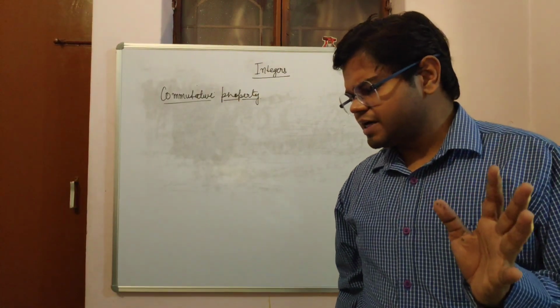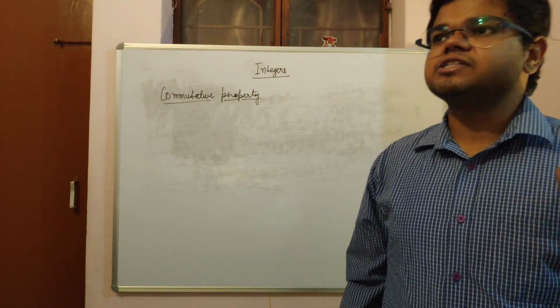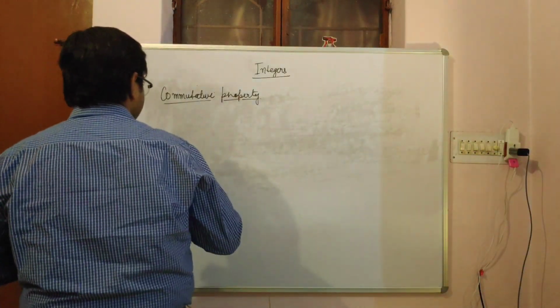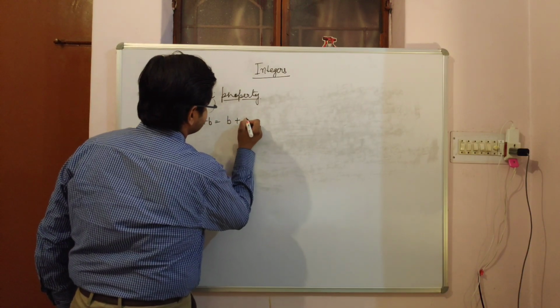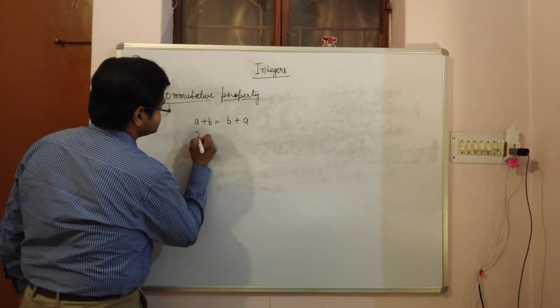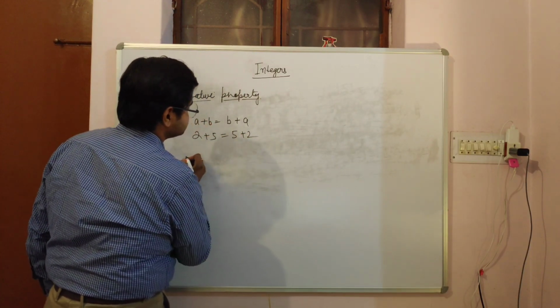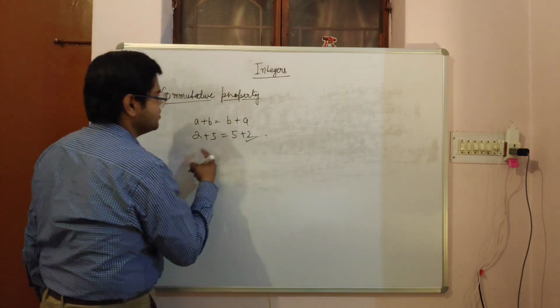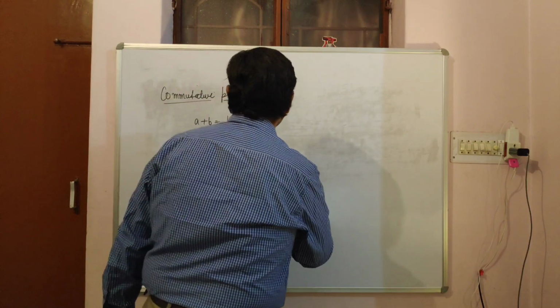First of all, we need to understand that addition is commutative for integers, while subtraction is not commutative for integers. Here we have a plus b equals b plus a. So if you have two integers, 2 plus 5 or 5 plus 2, the result will be 7 on both the sides.